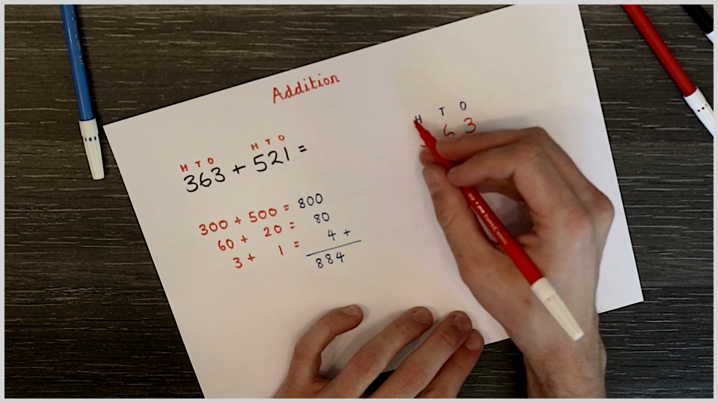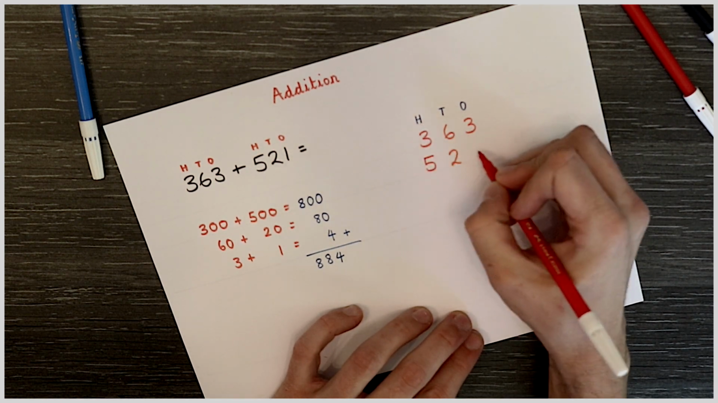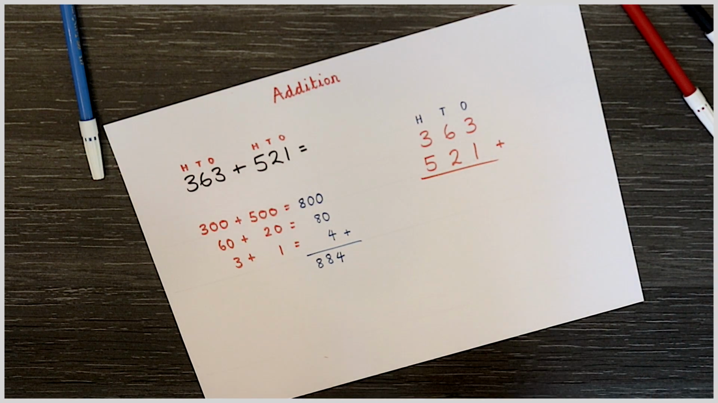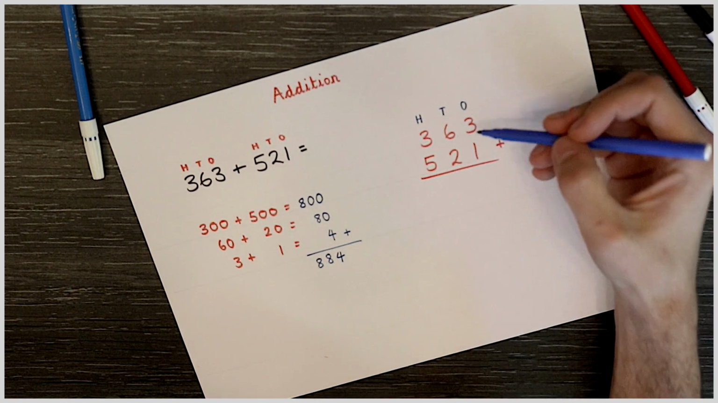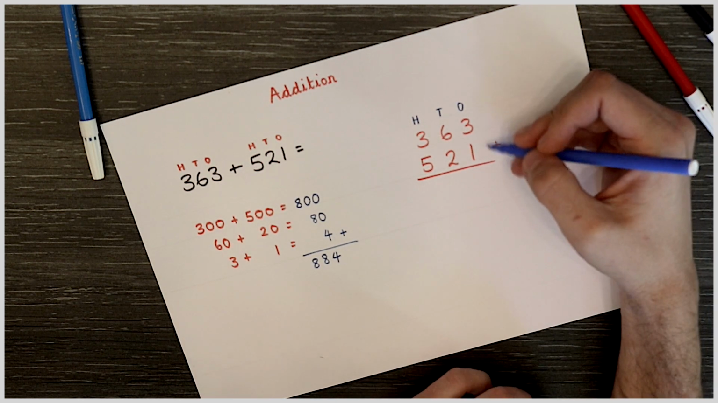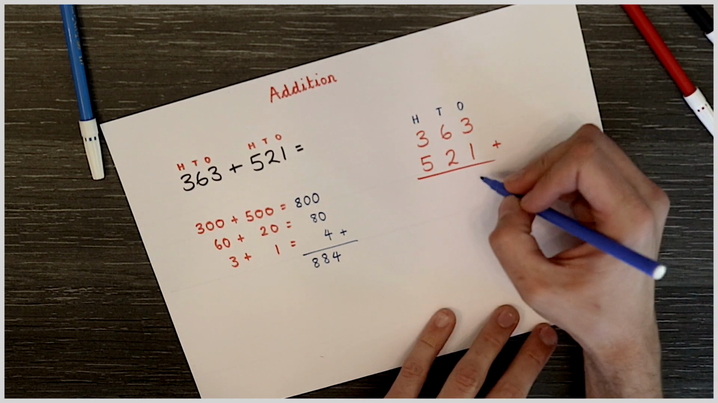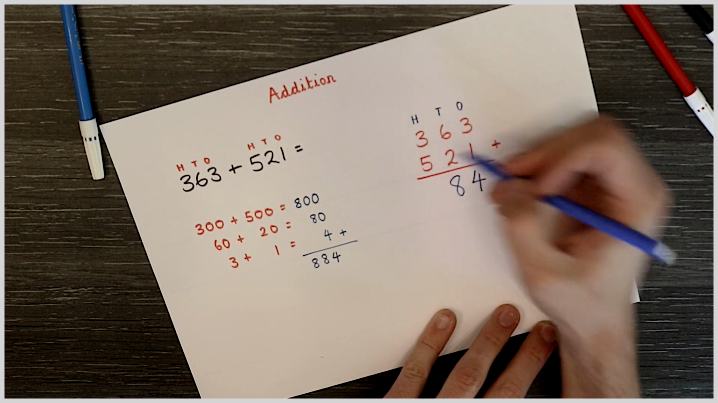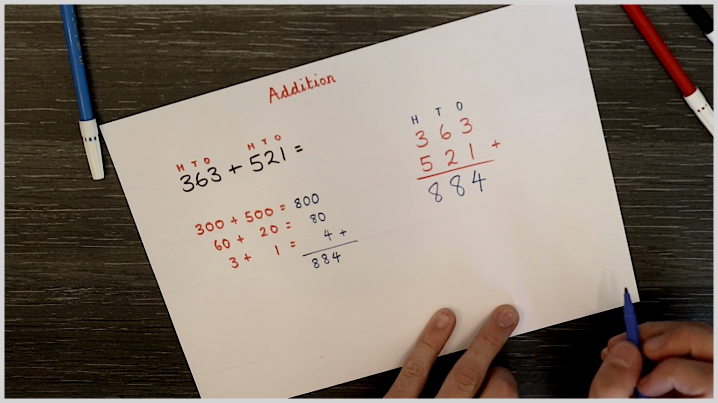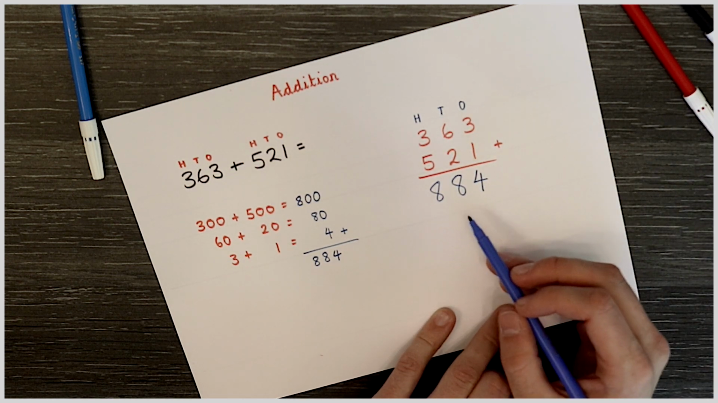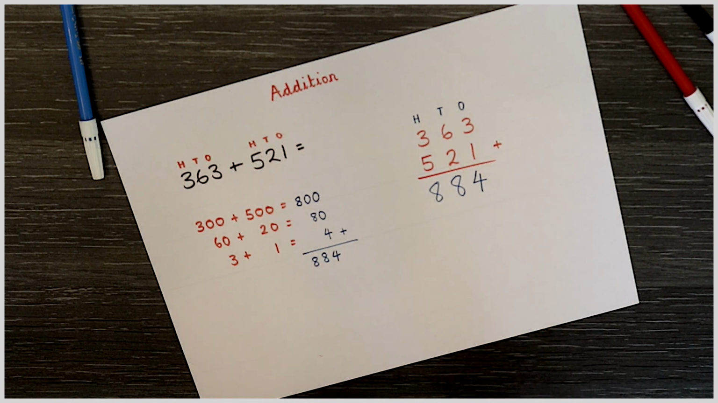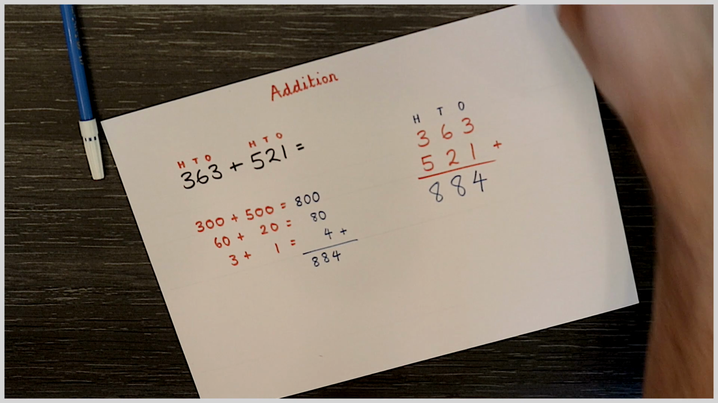We're going to do 500 because it's in the hundreds, 21. And then we can add them together like this. Now this is the way that most of our children do this, and it's really quick, really easy, and you only need to add single digits, which makes it really quick. So again, 3 and 1 is 4, 6 and 2 is 8, and 3 and 5 is 8. And you get the same answer, 884. So that's addition.